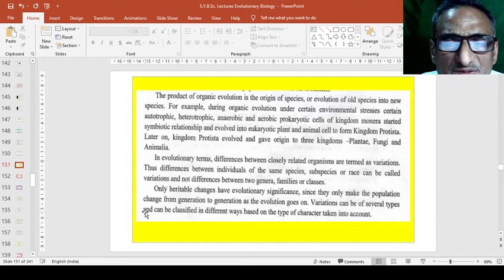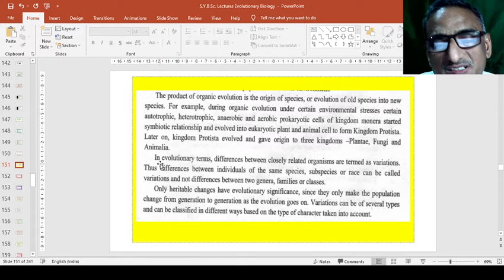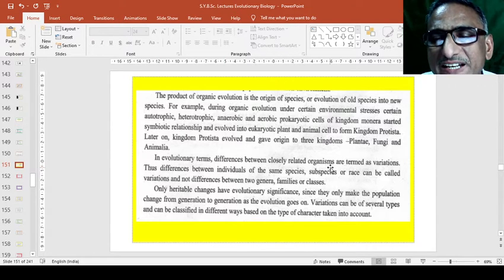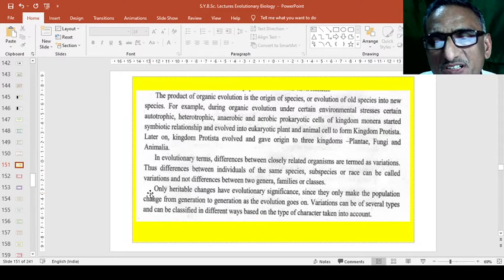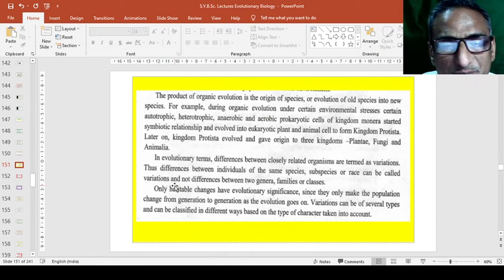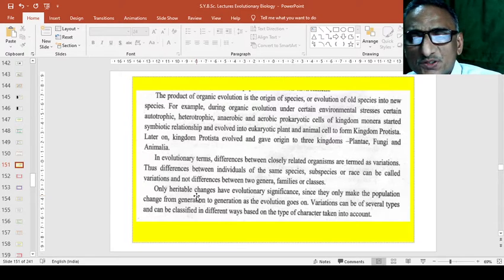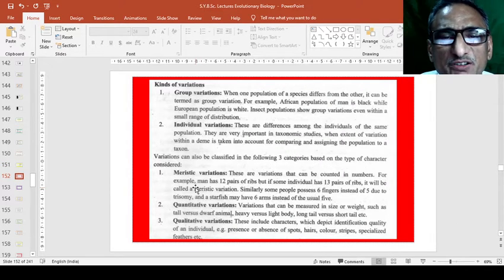So, in evolutionary terms, differences between closely related organisms are termed variations. Listen here, in evolutionary terms, differences between closely related organisms are termed variations. Thus, the differences between individuals of some species or some races can be called variations, and not differences between two genera or families or classes, only differences within the species. Only heritable changes have evolutionary significance, and they are considered for evolutionary studies. Kinds of variation include group variations and individual variations.